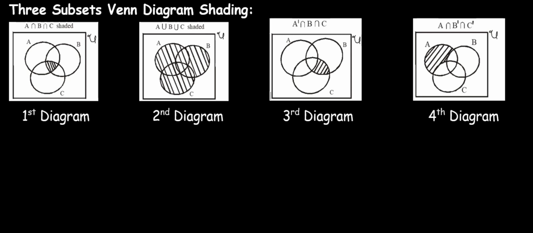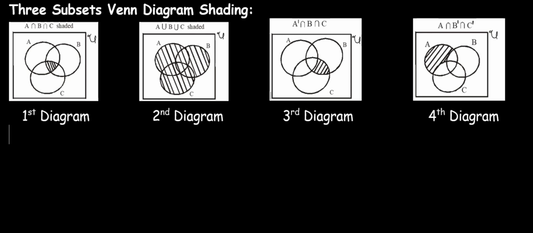You don't touch anything that has to do with circle A. But the intersection between B and C is shaded. You can always say B intersection C only, shaded. Now, the next diagram is A intersection B prime intersection C prime, shaded. Or you can say A intersection B complement intersection C complement, shaded.